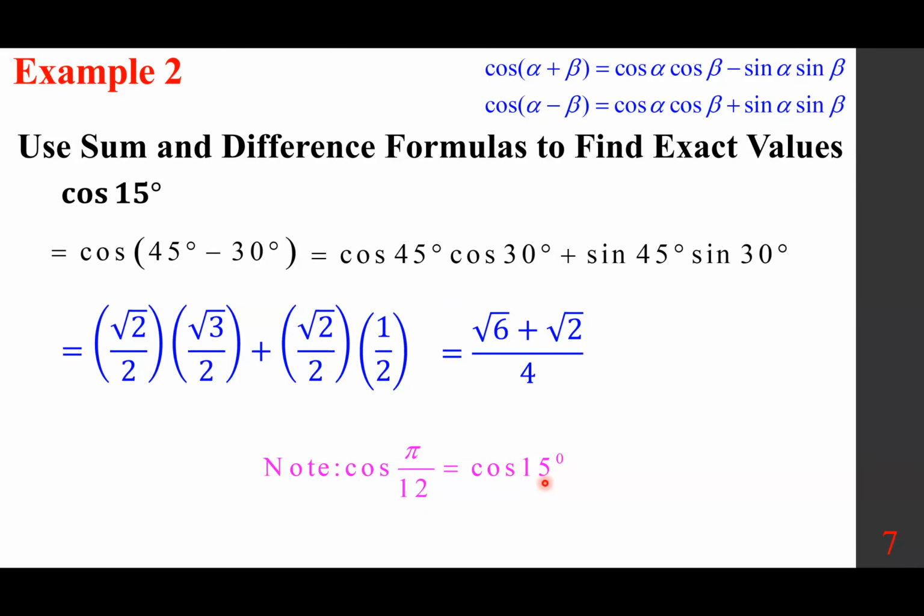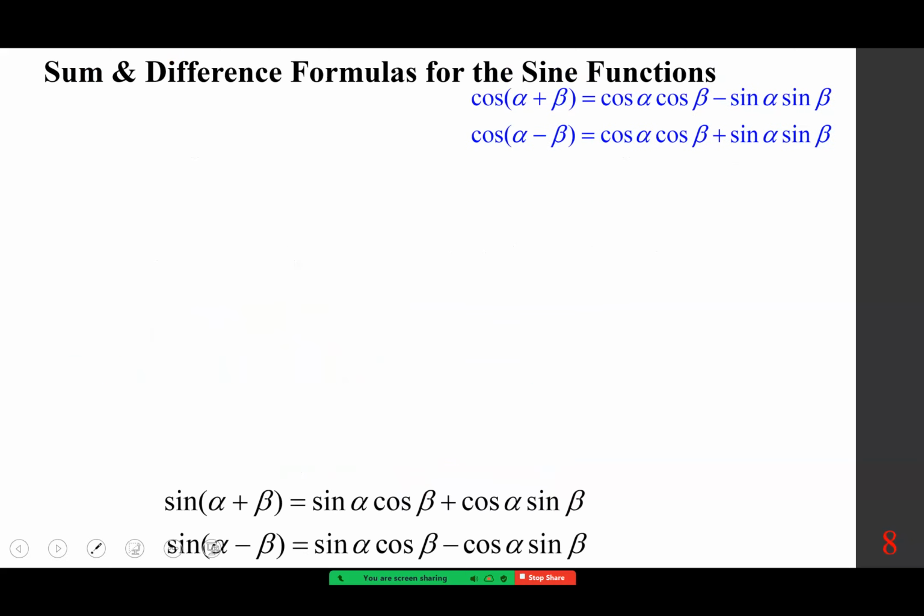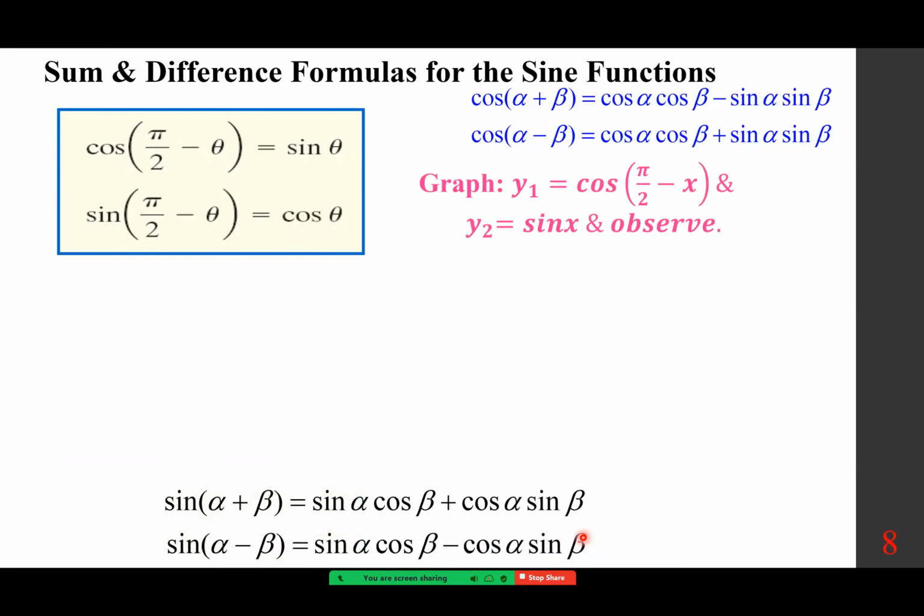Again, the assumption is that all the common arcs that have been discussed, we have memorized them, everybody. It is extremely important to be comfortable with those. Having said that, you know the sum and difference formulas for the cosine. The sum and difference formulas for the sine would be: sine of alpha plus beta is sine alpha cosine beta plus cosine alpha sine beta, and sine of alpha minus beta is sine alpha cosine beta minus cosine alpha sine beta. But let's look at a couple of things.